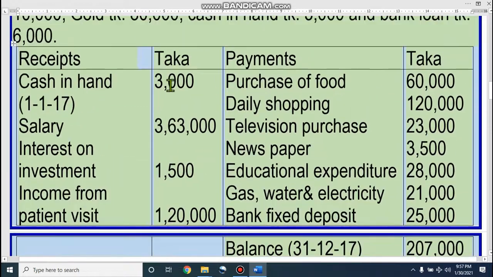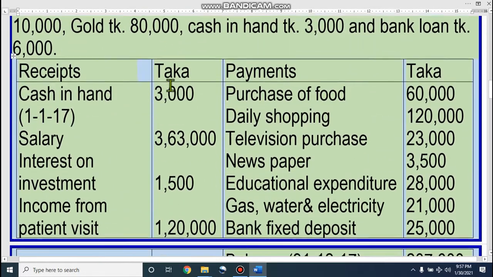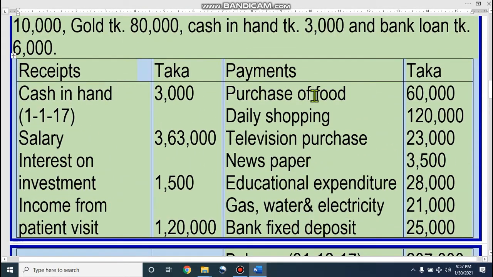Now we have to prepare the income statement. Dear student, all of you know that we prepare the income statement from the receipt and payment account. On the receipt side there are some receipts which are income, and on the payment side there are some payments which are expenditure. We have to find out which one is income and which one is expenditure. At first, cash in hand is a receipt but not income, it is the receipt of the previous year.